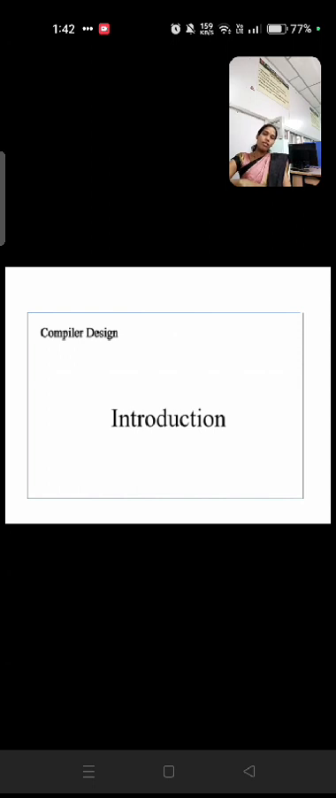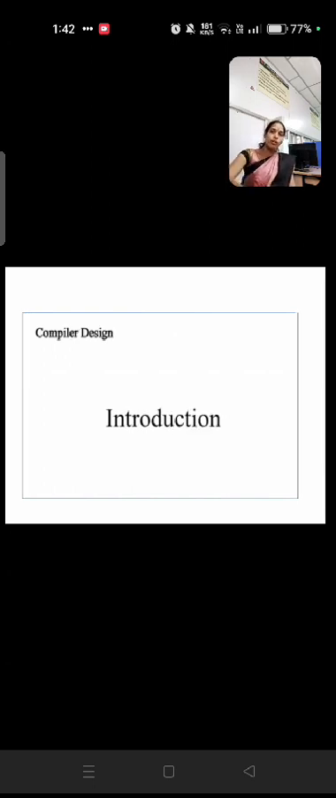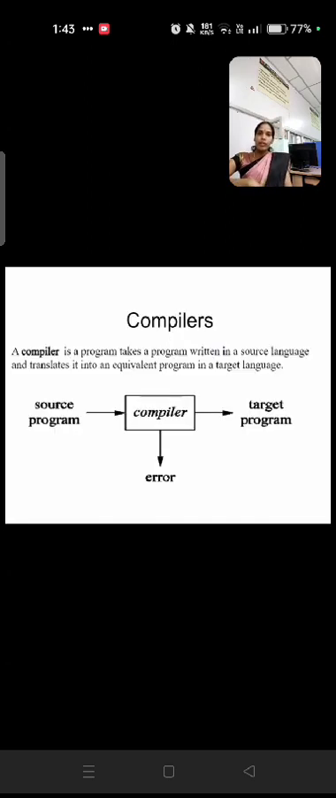Let us discuss the introduction to compiler first of all. First of all, what is a compiler? A compiler is a program which translates source code from one language to another.